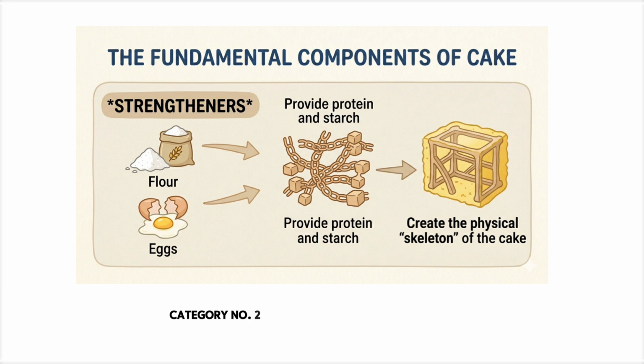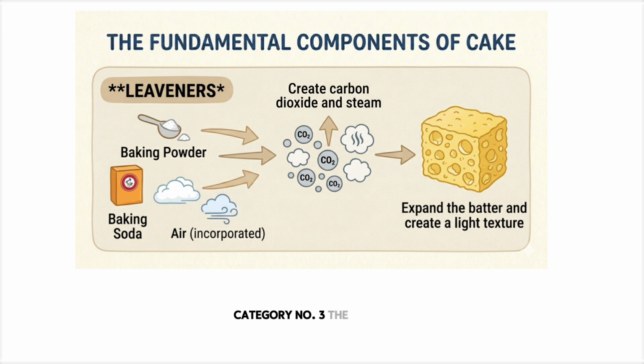Category number 2 of ingredients is the strengtheners. These are things like flour and eggs. They provide protein and starch, so they create the physical skeleton of the cake. Category number 3, the leaveners. These are things like baking powder and baking soda and air. Those create carbon dioxide or steam to expand the batter.